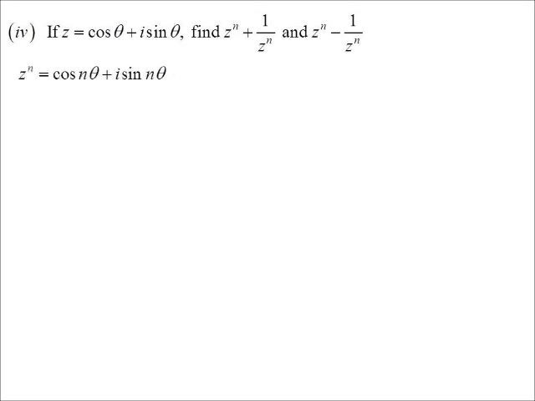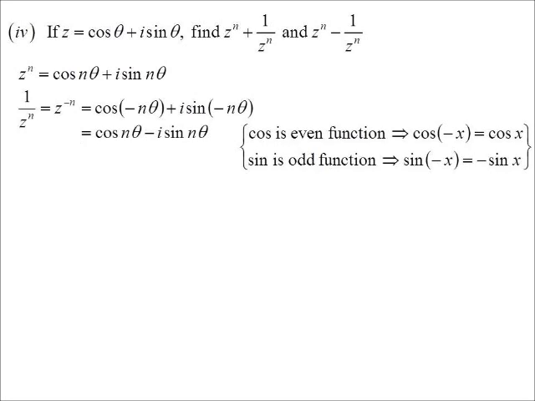Okay, z to the power of n, we know, de Moivre's theorem, is cos n theta plus i sin n theta. 1 on z to the power of n is z to the power of negative n. So it'll be cos of negative n theta plus i sin of negative n theta. Now I'm going to play with odd and even functions. Cosine is an even function, so cos of negative n theta will be the same as cos n theta. Sine is an odd function, so sine of negative n theta will be the negative of sine n theta.